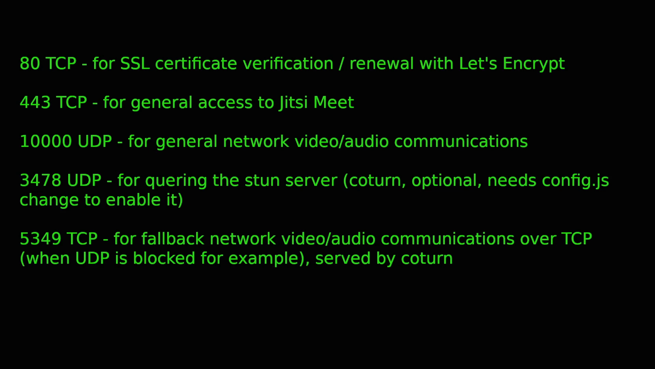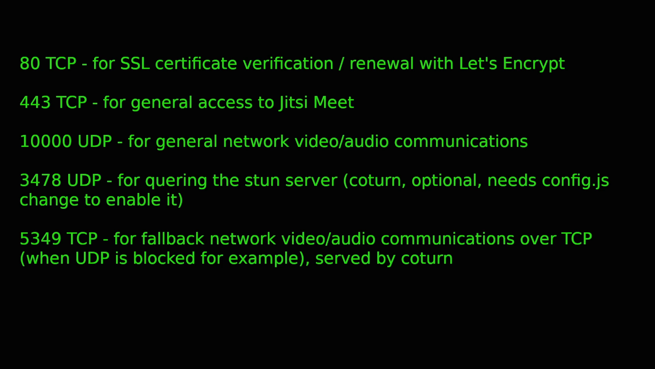Now that the core part of the Jitsi Meet installation has been completed, you want to go over to your router and you want to go ahead and forward some of these ports. First of all, port 80 TCP is required for SSL certificate verification and renewal with Let's Encrypt. Port 443 is going to be required for SSL access. Port 10000 UDP is going to be required for your audio-video interconnection in order to communicate.